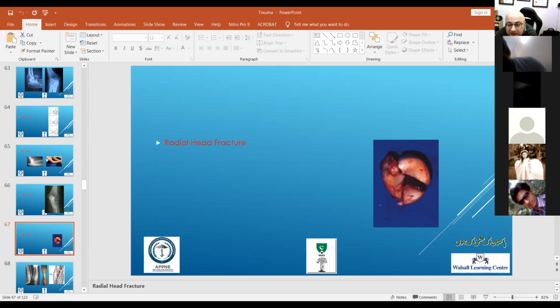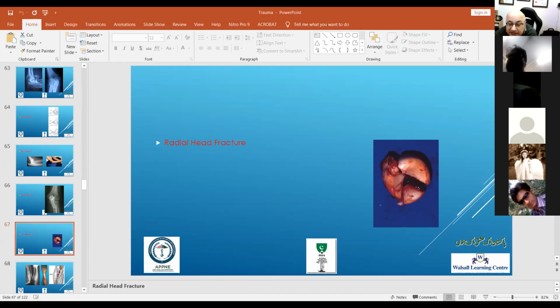You are either operable or non-operable. If they are operable, then you take them and consent them for fixing with either screws or plate. If they're non-operable, then you take the hematoma out and inject the radial head. And if they can prosupinate in an acceptable position, you leave them alone and you bring them back in 6 weeks' time for a planned excision of the radial head.